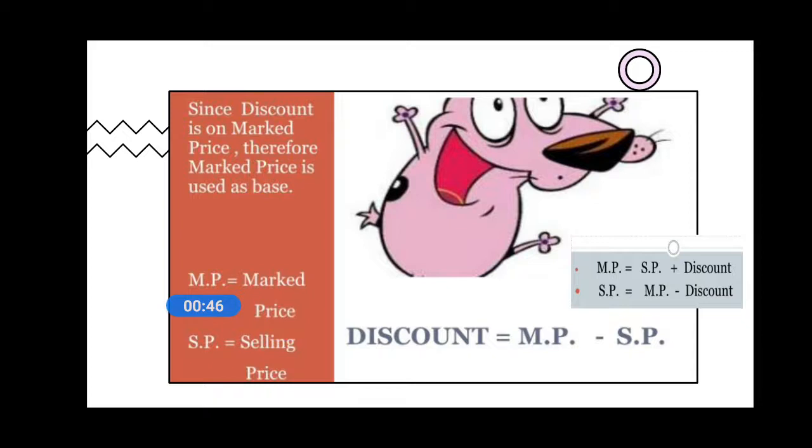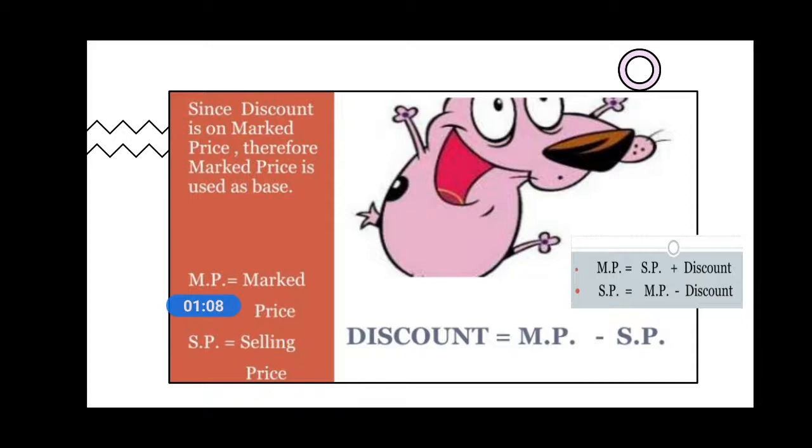Now how will you calculate the discount? Discount is mark price minus selling price. If an object is having mark price 500 and that is sold for rupees 450, then the discount will be 500 minus 450, that is 50 rupees.